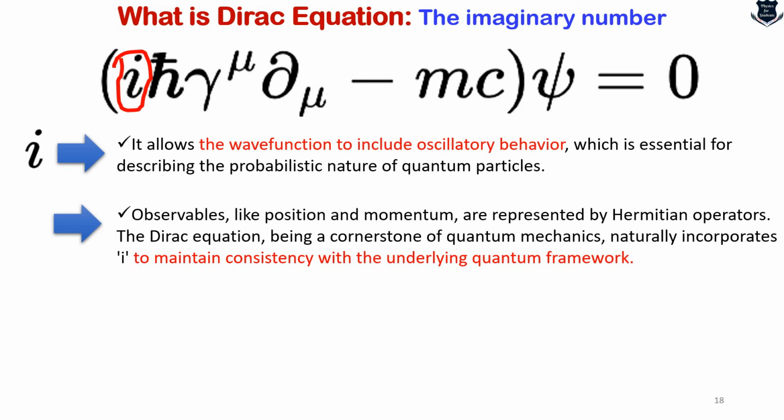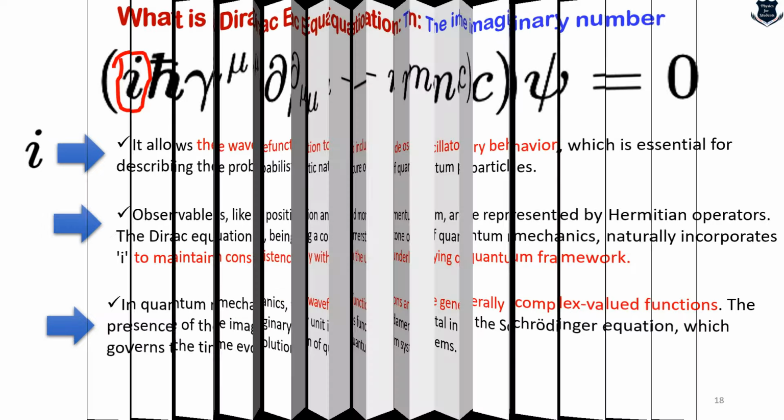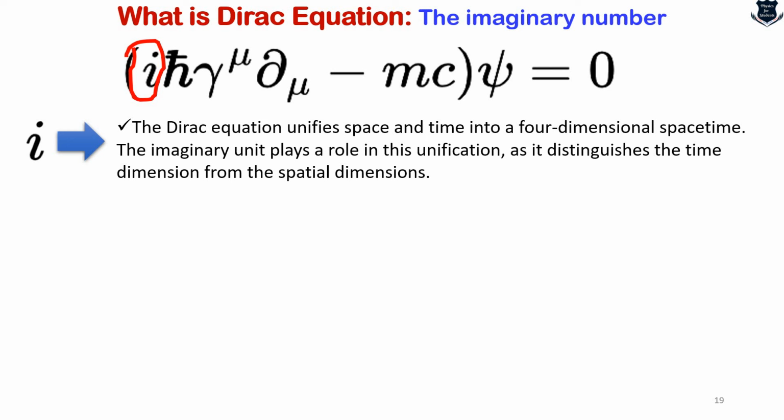So observables like position and momentum, which are represented by Hermitian operators, the Dirac equation actually makes consistent with the underlying quantum framework. That means it actually incorporates I so that it can maintain consistency. What is also important is that in quantum mechanics, wave functions we know are generally complex valued functions. So the presence of the imaginary unit is fundamental in the Schrödinger equation, which actually guides the evolution of a quantum system. Now from here, what we see also is that the Dirac equation actually unifies space and time.